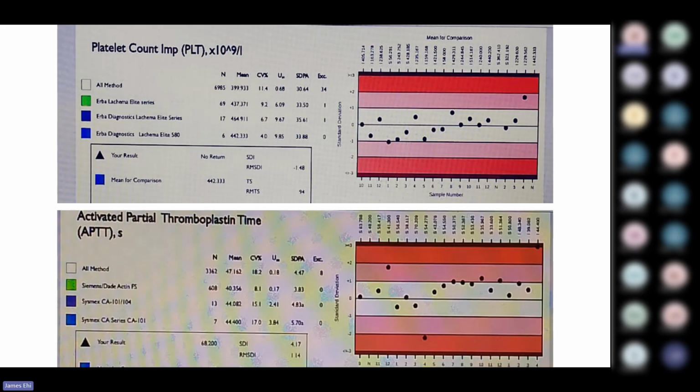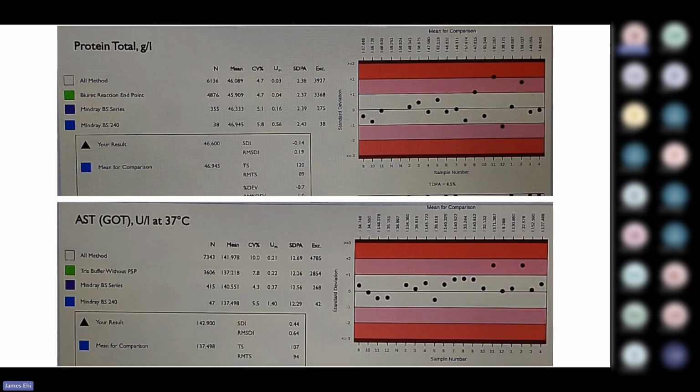So please, when you look at a graph, don't just say you are within 2SD. Look at the pattern. Look backwards. How has been the trend? Is it showing anything significant that you need to take note of and be wary of?